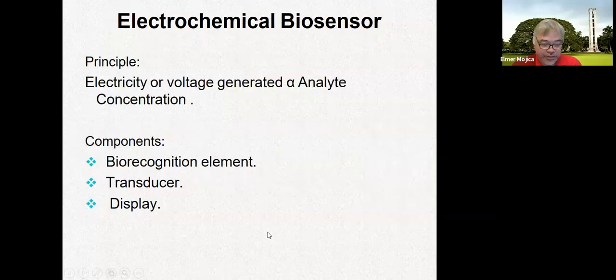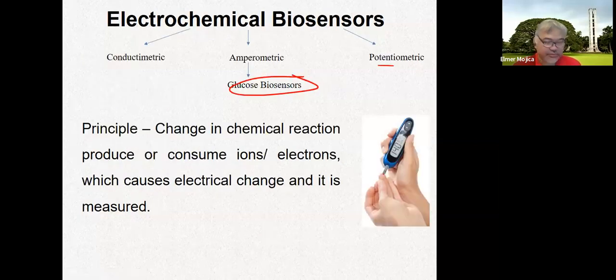Okay, so if I'm not mistaken, the Leland Clark electrode is based on these electrochemical biosensors. And Leland Clark, for the glucose biosensor that he had, what electrode do you think he used? Anyone?